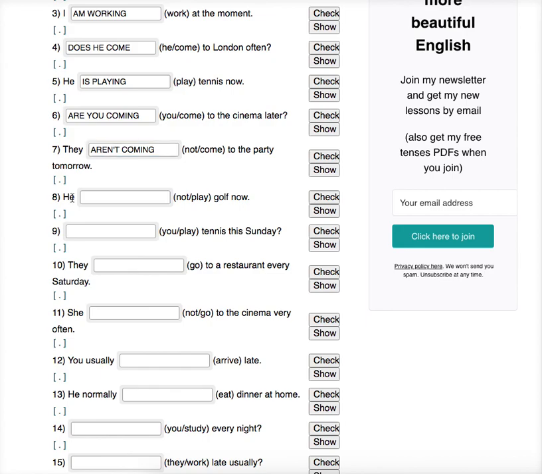Michelle, my dear, it's your turn. So, Michelle, you have he, you have in brackets not play, o sea que es negativo. You have golf now. Look at this word, golf now. Is this present simple or present continuous, Michelle? Present continuous. Perfect, baby. How can you do it? He isn't playing golf now. Perfect, very good. He isn't playing golf now. Great job, Michelle. Let's go with Samuel.